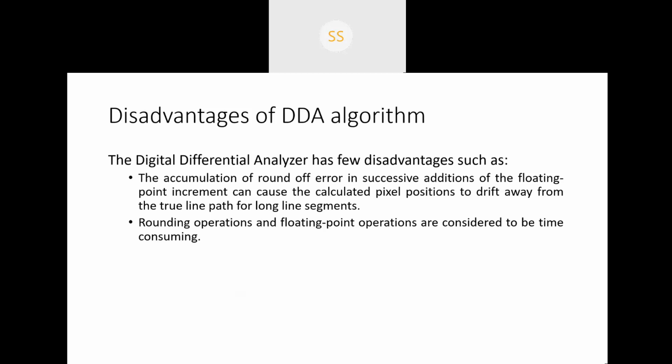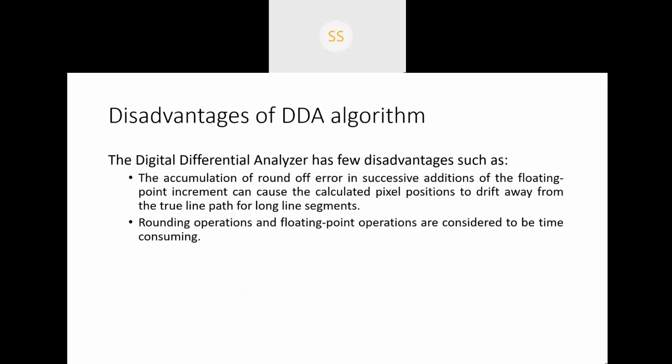Now, the second disadvantage is that you're making use of floating point operations. You divide delta y by delta x, you get a floating value, and then you try to round it off. All these operations are time consuming and costly when compared to integer operations, depending on your computer architecture. So they are costlier and more time consuming than the equivalent integer operations.